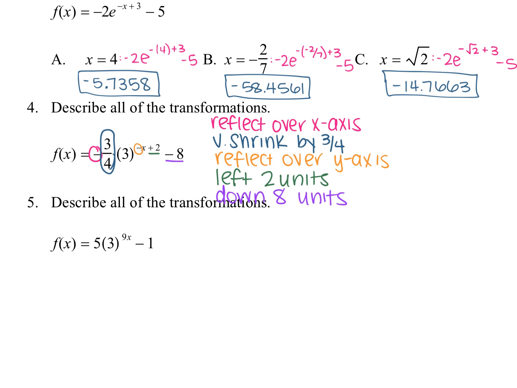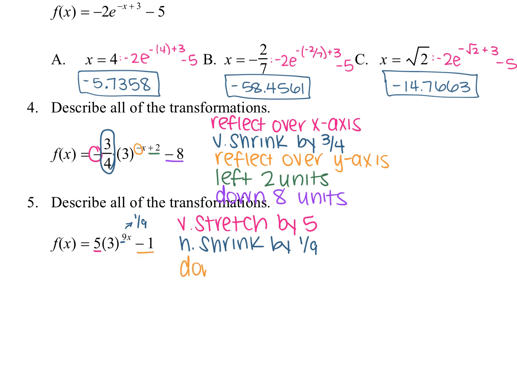For number 5, we are given f of x is equal to 5 times 3 to the power of 9x minus 1. The 5 out front means that we have a vertical stretch since it's bigger than 1 by a factor of 5. The 9 in front of the x up top becomes 1/9. The 1/9 is less than 1, so that's a horizontal shrink by a factor of 1/9. And lastly, that minus 1 just means we're going down 1 unit.